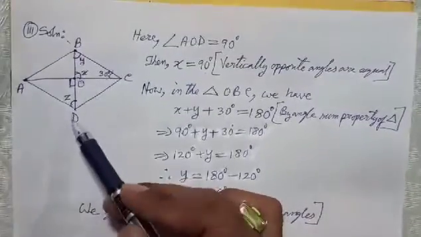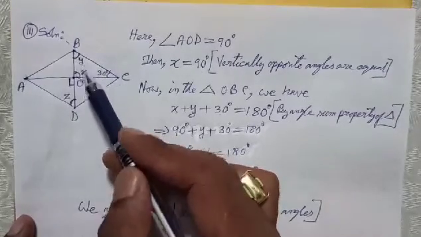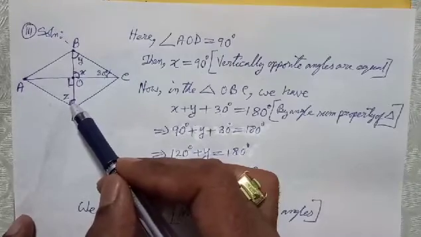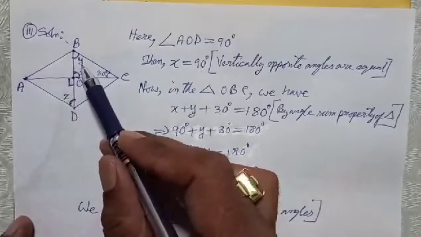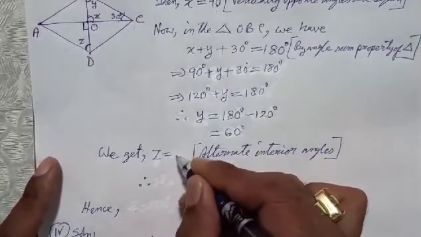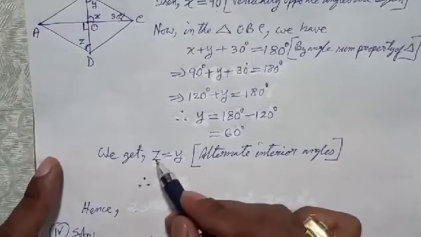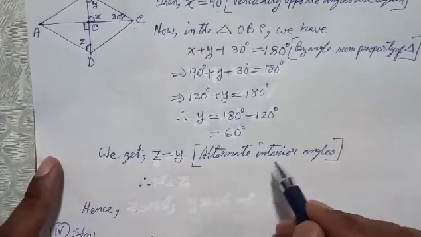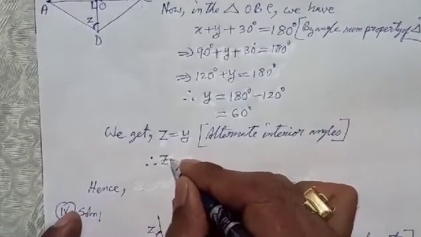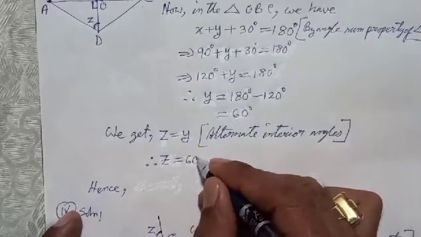Here in the diagram we see that this angle z and this angle y are alternate angles. So this angle z will be equal to this angle y. We get z is equal to y because they are alternate interior angles, so they are equal. Therefore z is equal to, since y is 60, 60 degrees.